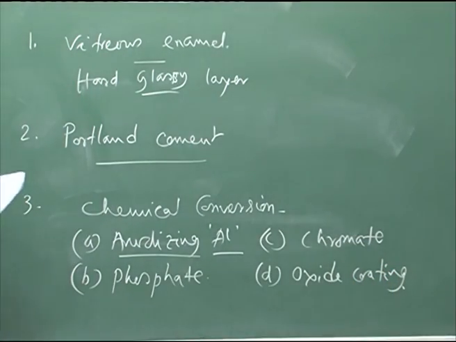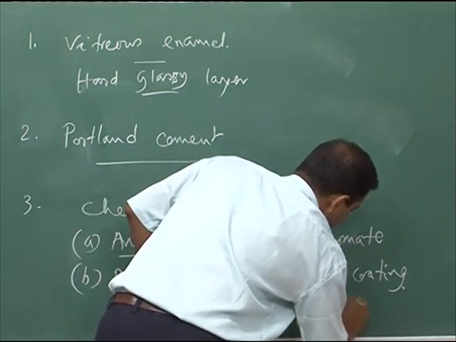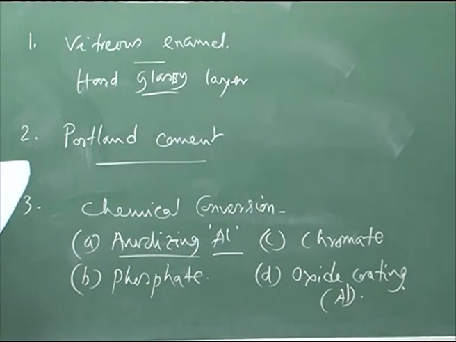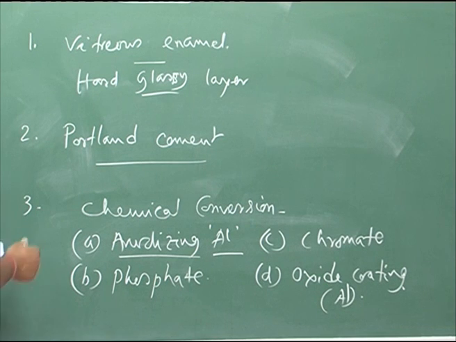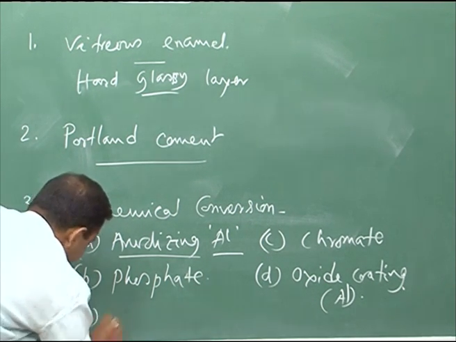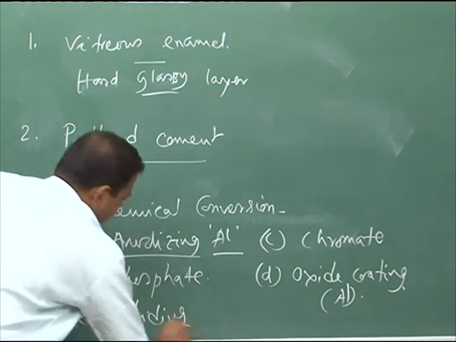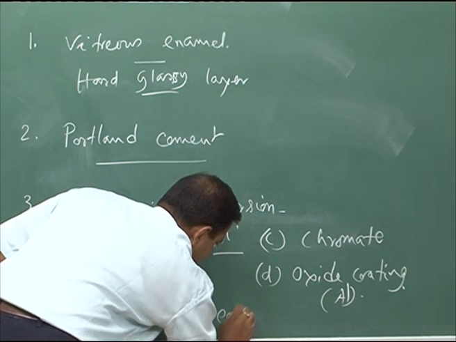Oxide coating, here aluminum, for example, is oxidized in the presence of chromate or dichromate to obtain a thick, strong oxide surface on the metal. So, these are a few techniques. Another technique could be nitriding or carburizing.